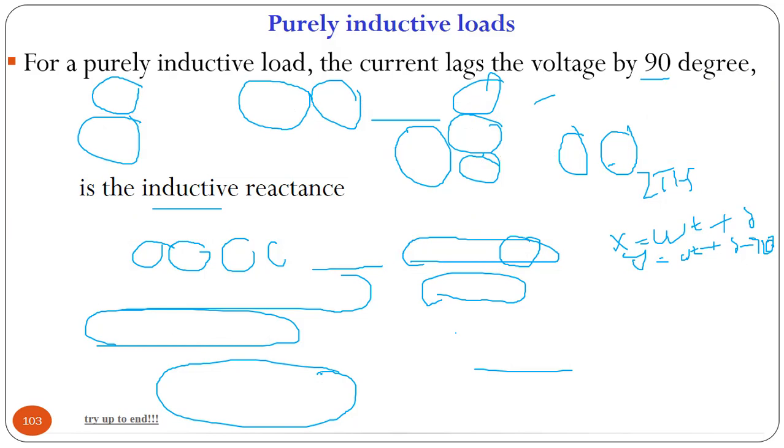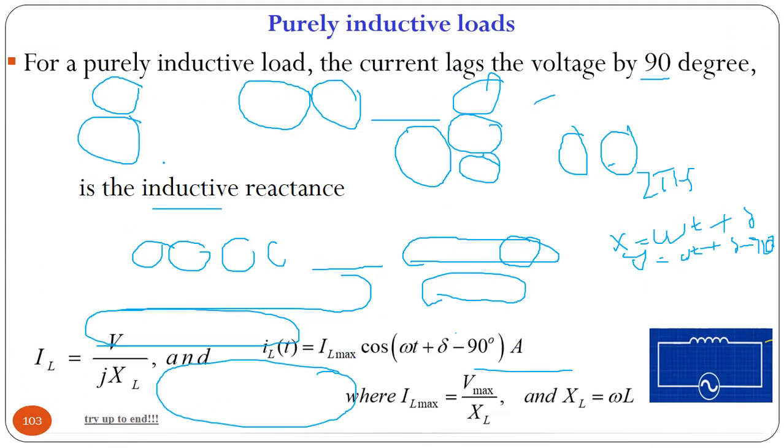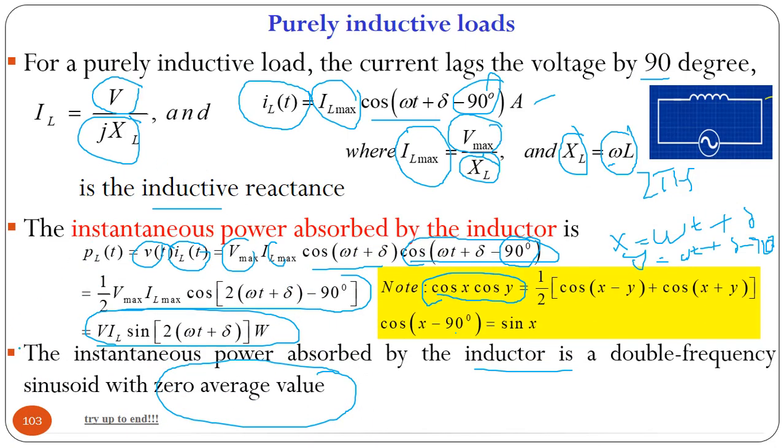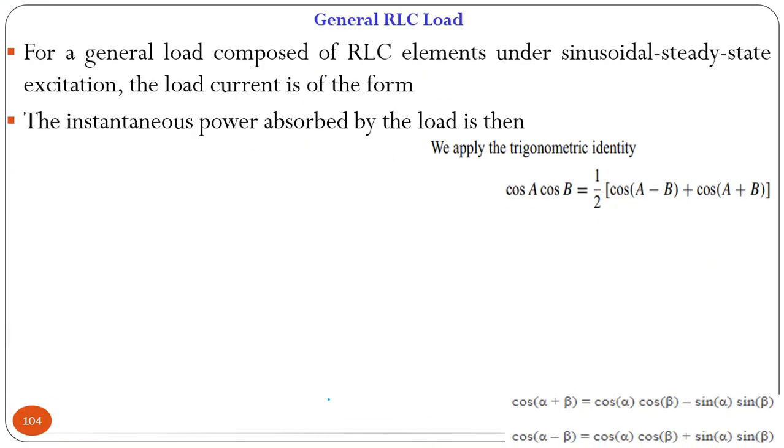In the resistive load, we have V times I_R as the average value, and in the inductive load there is zero average value. Then the next one is the general load.